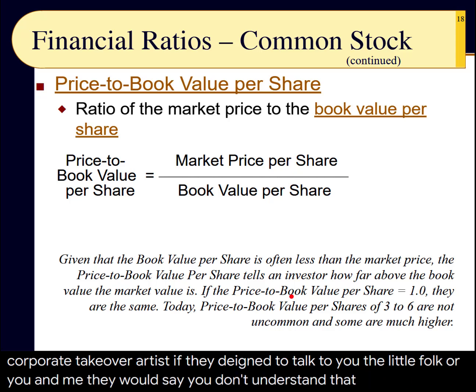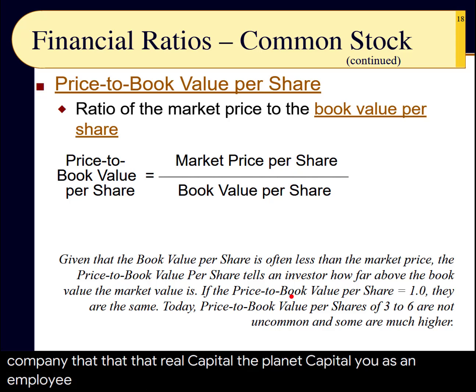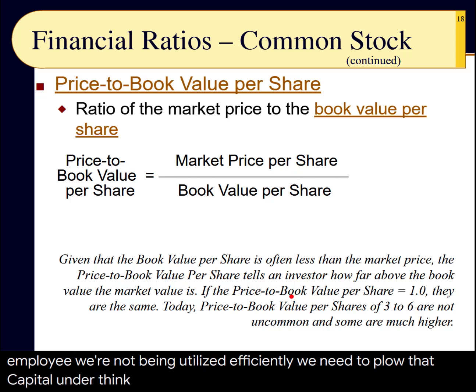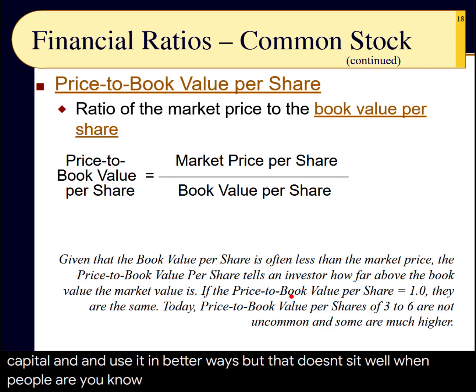That capital, that company, that real capital, the plant, equipment, all the other assets, and the human capital, you as an employee, were not being utilized efficiently. We need to plow that capital under. Think of a farmer. We need to unlock that capital and use it in better ways. But that doesn't sit well when people are hungry.